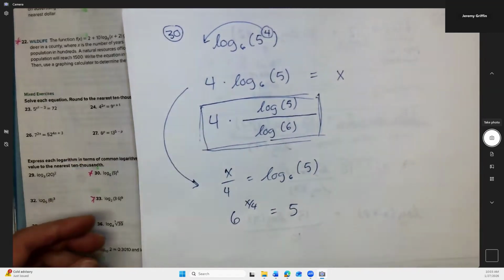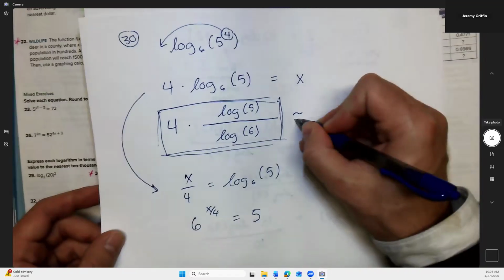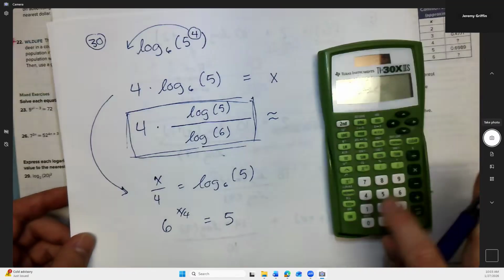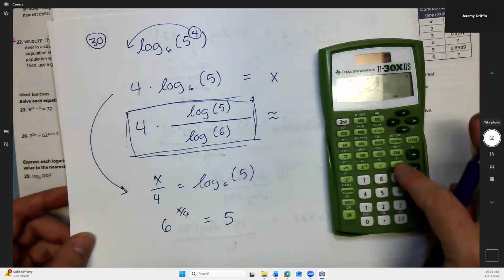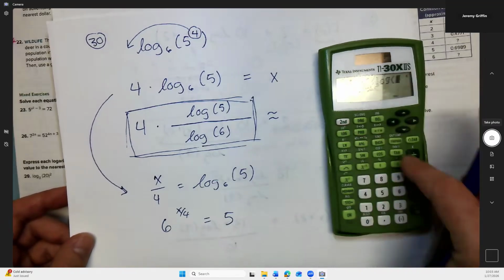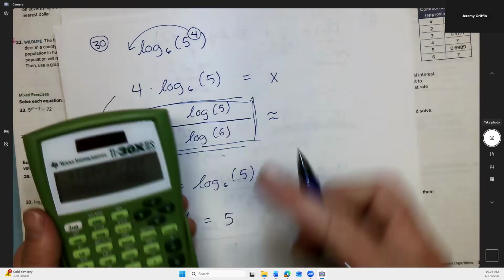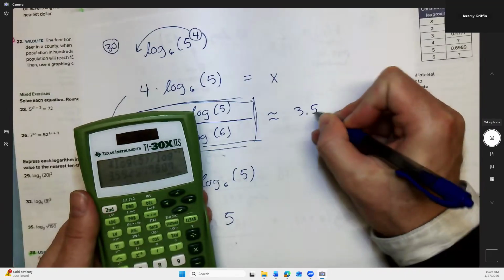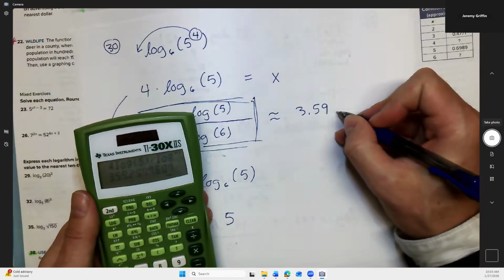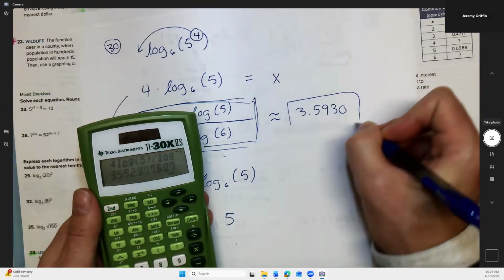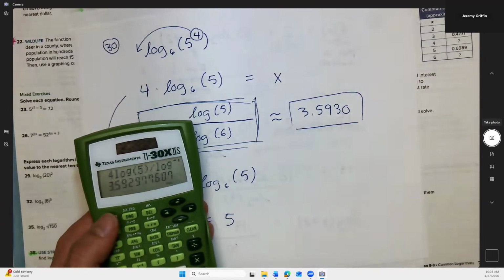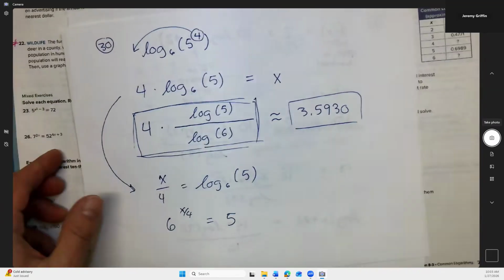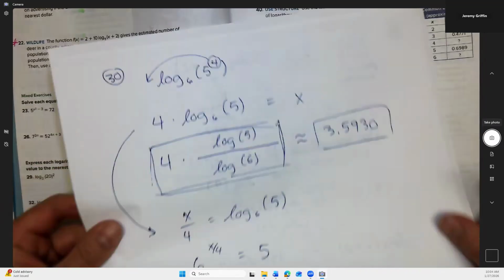Right, so let's get a decimal approximation here. So this is 4 log 5 over log 6. I'm looking at 3.5930 it rounds to. All right, guys, ready for the next one? Yep.